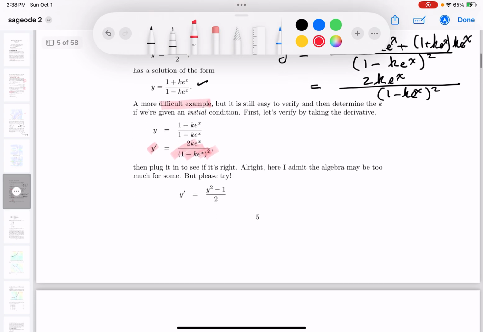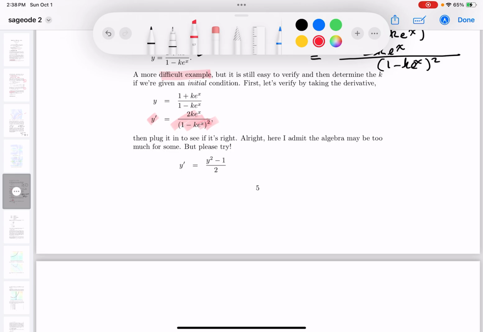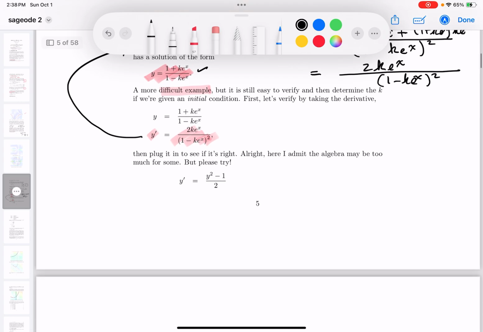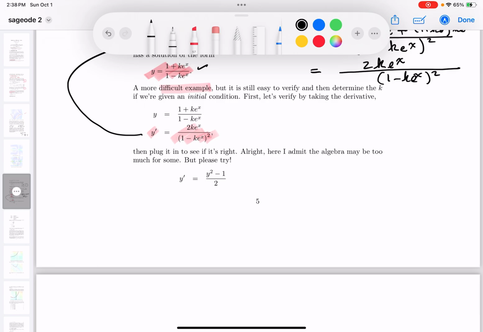All right? Here's what it says to do now, though. It says, plug it in. See if that's true. So it says, what do you mean you plug it in? This is the equation, the differential equation. That's the solution. What are we going to do? We're going to plug this derivative in here and see if it's true. Now, again, they say the algebra might be too much for some students, but I still want to give it a try. So let's talk about trying that. So I'll write that down for you.